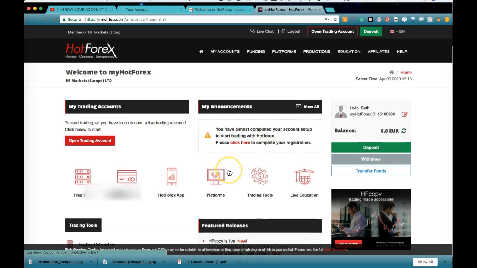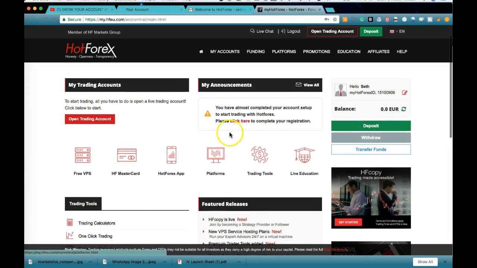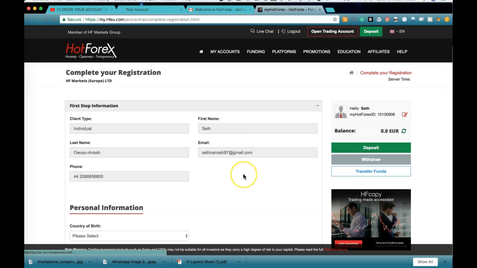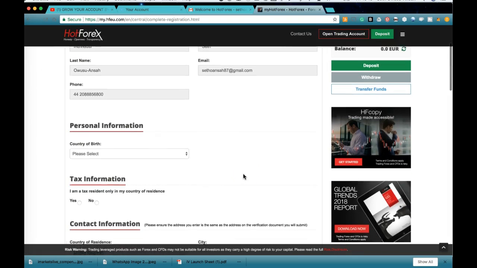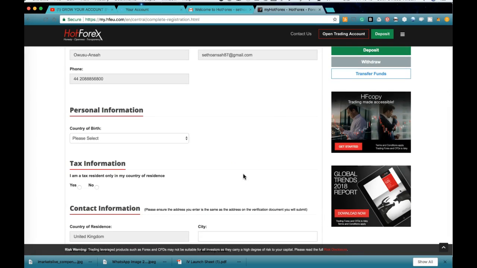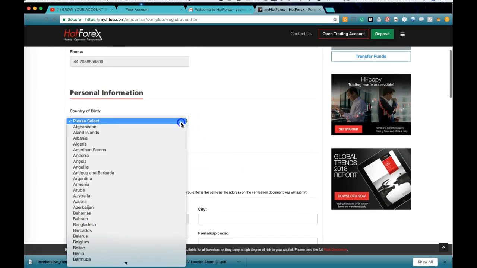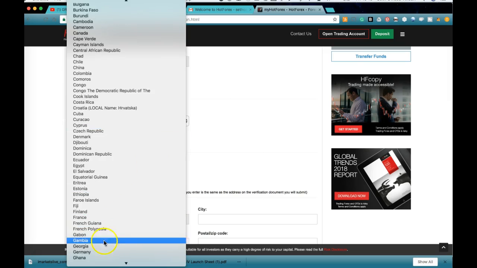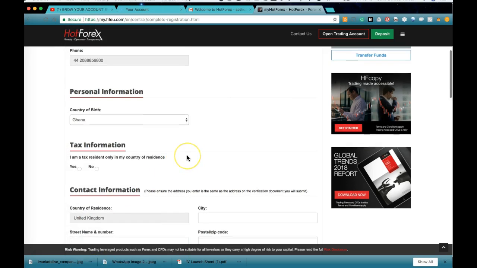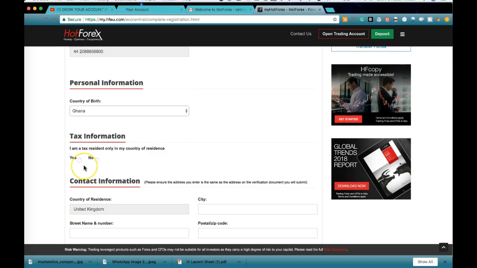Now, within your back office for HotForex, you'll see this under my announcement. You see this section with the exclamation mark in the triangle, which means there is also some registration task you need to complete. So click where you're required to click, and then start to complete the rest of the information required for registration. So country of birth, for me that would have been Ghana. Tax information, so the relevant tax information for where you live.